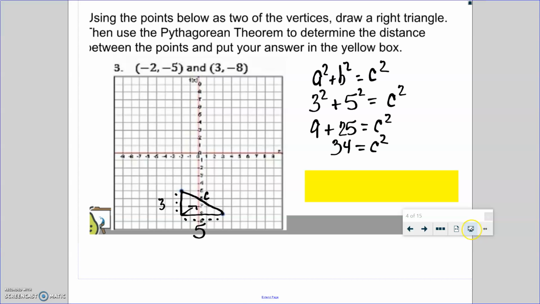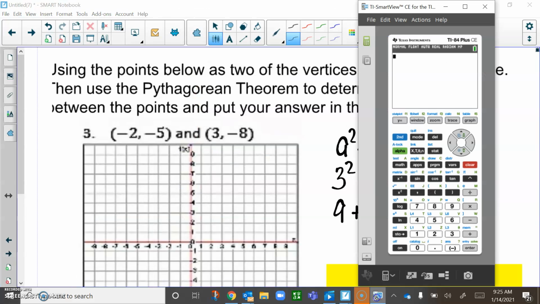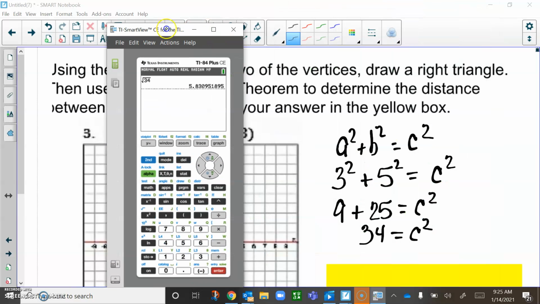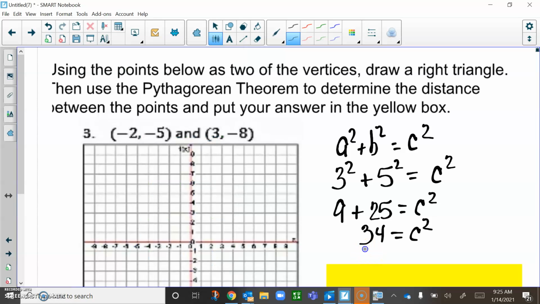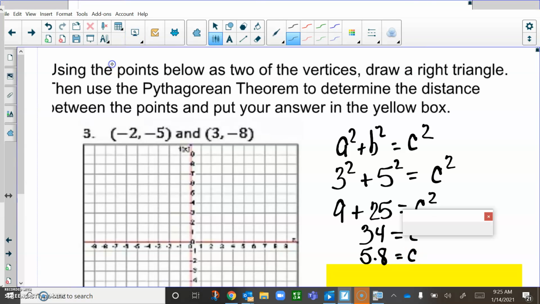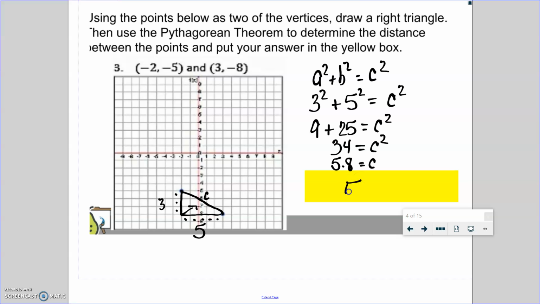Well, I know that's not a perfect square, so what I'm going to do, I'm going to take out my calculator, and I'm going to find the square root of 34. And I get 5.83. I'm going to round to the nearest tenths place. So 5.8 is equal to c. So it is 5.8 units.